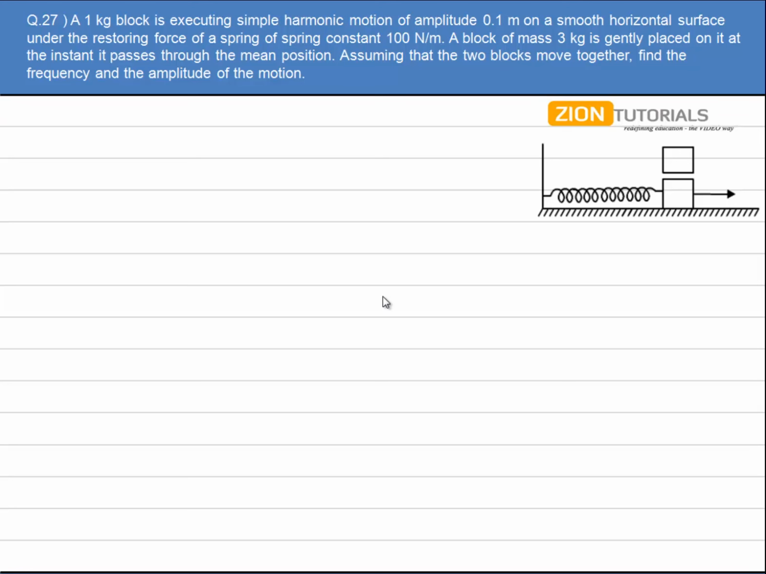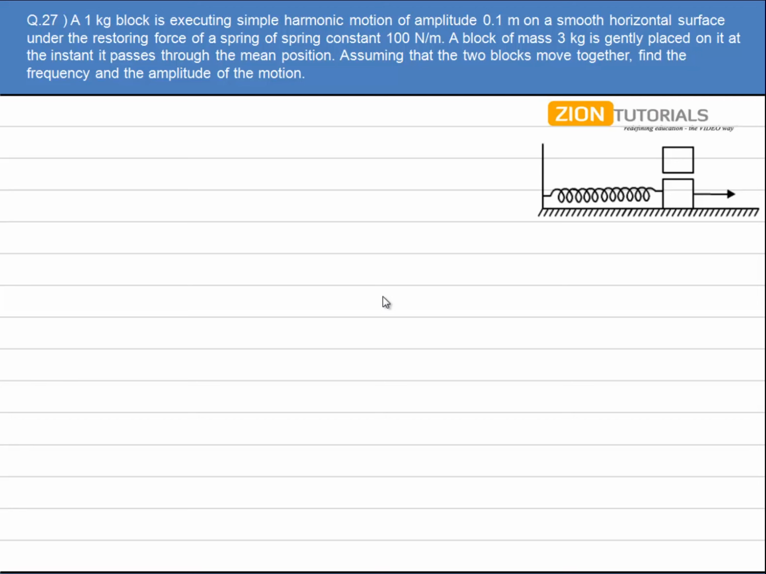A 1 kg block is executing simple harmonic motion of amplitude 0.1 meter on a smooth horizontal surface under the restoring force of a spring constant 100 Newton per meter. A block of mass m 3 kg is gently placed on it at the instant it passes through the mean position. Assuming that the two blocks move together, find the frequency and the amplitude of the motion.